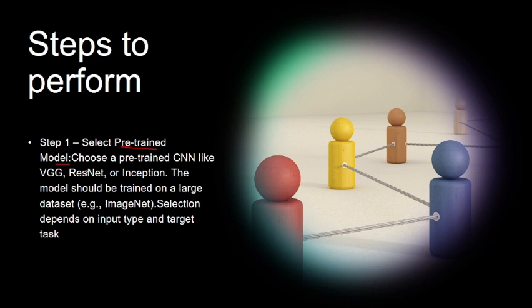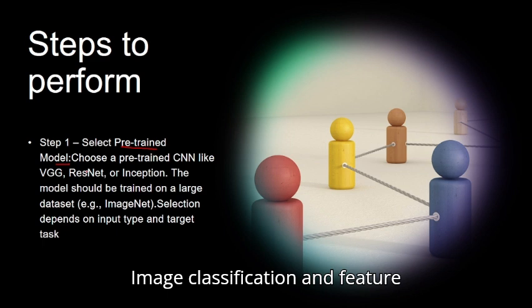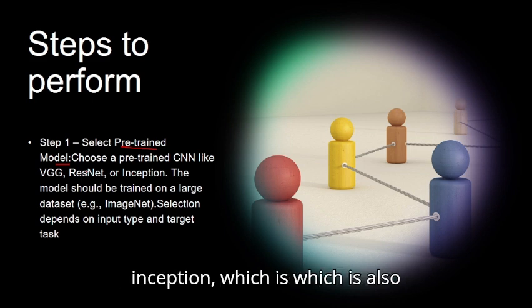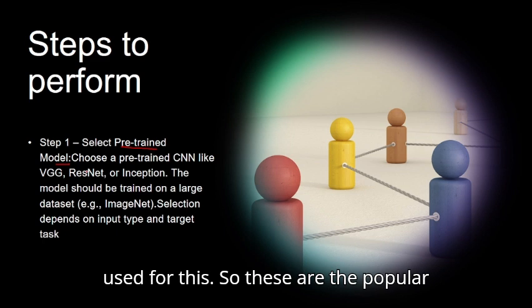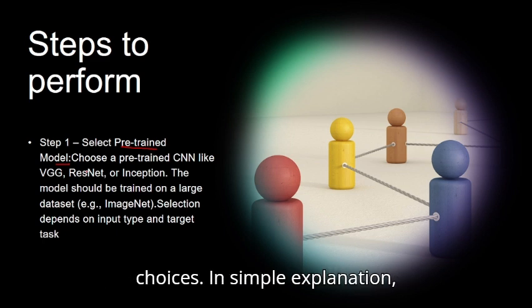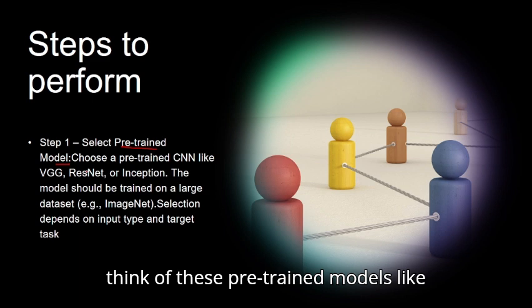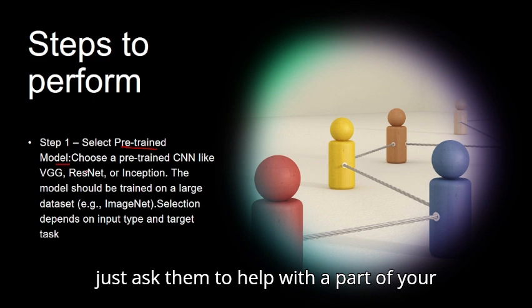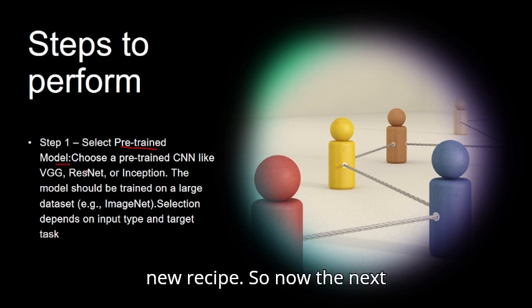So VGG is used for image classification and feature extraction. ResNet is a residual network, which means that it is used again for image classification, detection, and Inception is also used for this. So these are the popular choices. In simple explanation, think of these pre-trained models like chefs who have mastered cooking. Now you just ask them to help with a part of your new recipe.